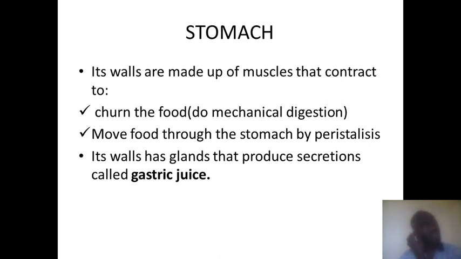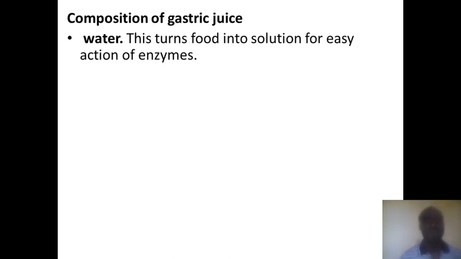In the stomach walls, we have glands that produce secretions called gastric juice. This gastric juice has a number of components, which includes water. This water turns the food into solution for easy action of enzymes, because enzymes cannot break down solid food. So water helps turn the food into solution so that enzymes can act on the food.